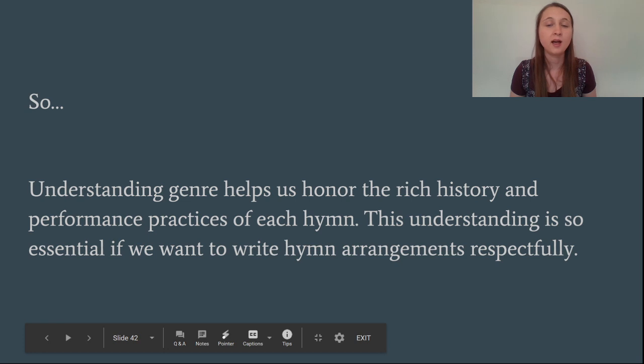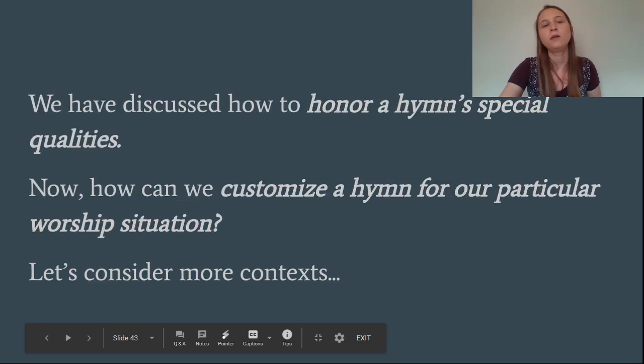Understanding genre helps us honor the rich history and performance practices of each hymn that we want to play or arrange. And this understanding is super essential if we want to write hymn arrangements respectfully. We have discussed how to honor a hymn's special qualities. So now, how can we customize a hymn for our particular worship situation?